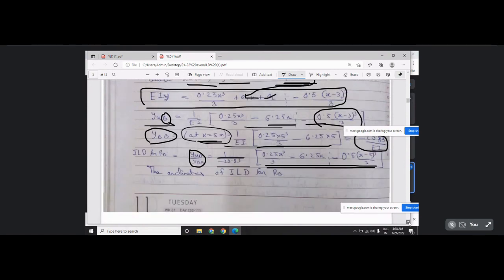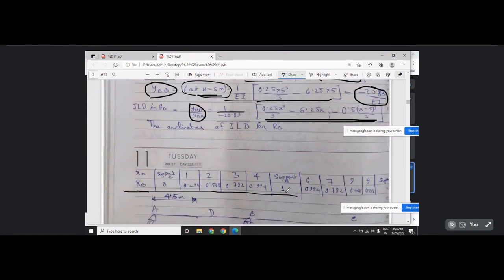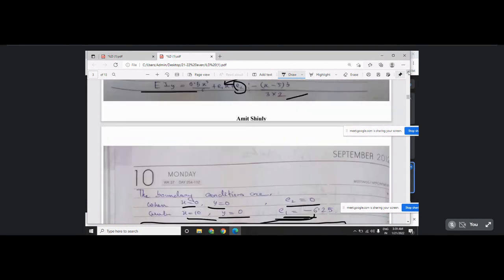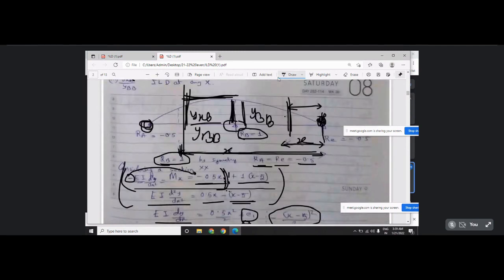Now put x is equal to 1, 2, 3, 4, 5, 6, 7, 8, 9, 10, the same way. Okay, if you put x is equal to 0, naturally it will be 0. X is equal to 10, it will be 0. At x is equal to 5, that means at the position of b, naturally it will be 1, and in between them it will be like this. Naturally this is symmetric, so the 7 point and the 3 point will be equal. This is the same, this is the same. Since there is symmetry, otherwise it would not be so. Okay, so this is your deflected shape.